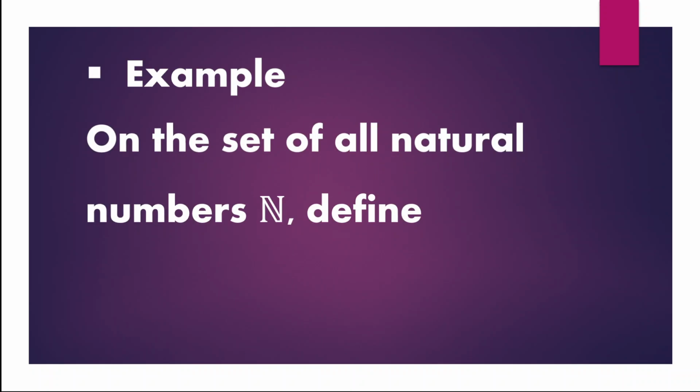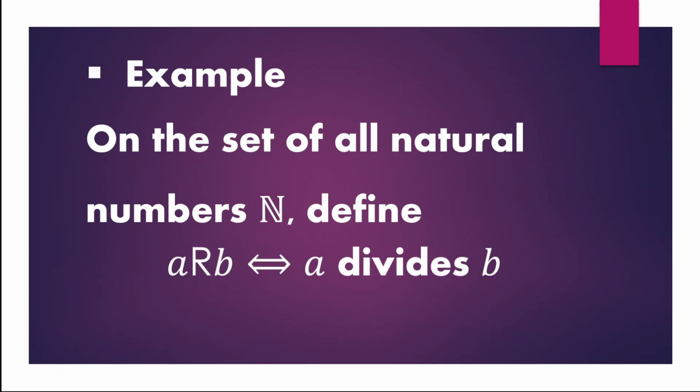Example, consider the set of all natural numbers, that is, the set consisting of positive integers 1, 2, 3, and so on. And here you define aRb if and only if a divides b. To say that if I take the numbers 2 and 10, we know that 2 divides 10, therefore under this relation 2 is related to 10. Whereas if I take 2 and 5, we know that 2 doesn't divide 5, therefore 2 is not related to 5. So when we consider this example, we see that any number divides itself and it makes it a reflexive relation. Therefore, this is an example of a relation which is reflexive.